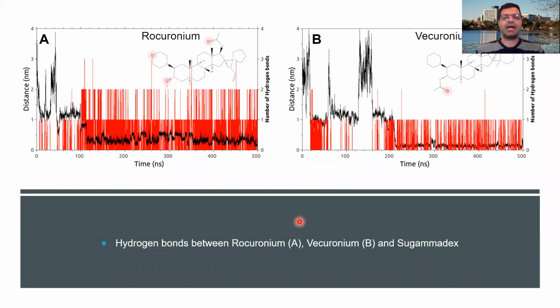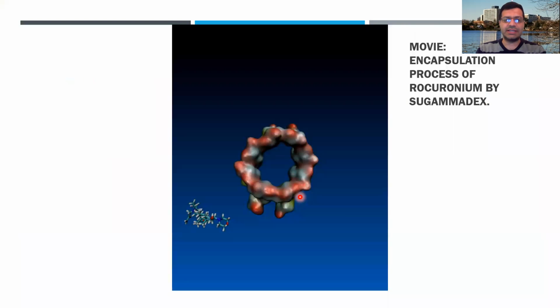To understand why it's happening, I've looked at the number of hydrogen bonds for the rocuronium when it goes into the cavity. So you can see here the number of hydrogen bonds is much higher in comparison with the other drug. So this is the simulation that we have done.